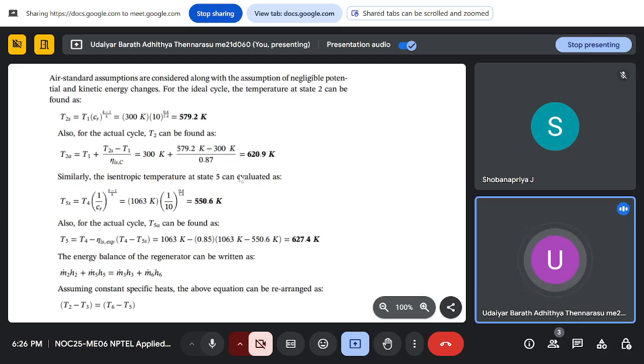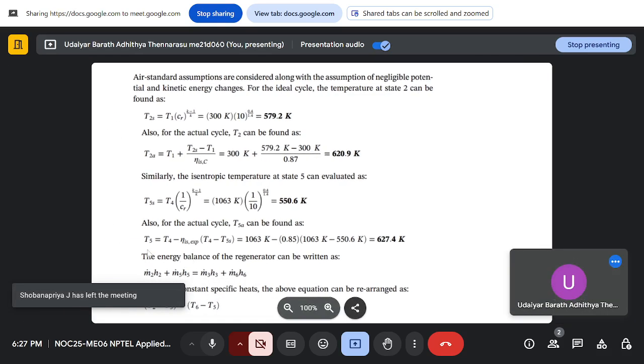So similarly we do it for the turbine exit. The same way, T5S is T4 by (pressure ratio raised to power gamma minus 1 by gamma). So that gives you T5S is 550.6. And similarly, in case of an expander or the turbine, it will be actual by ideal. So rearranging, this is what you get. So T5 will become 627.4 Kelvin.